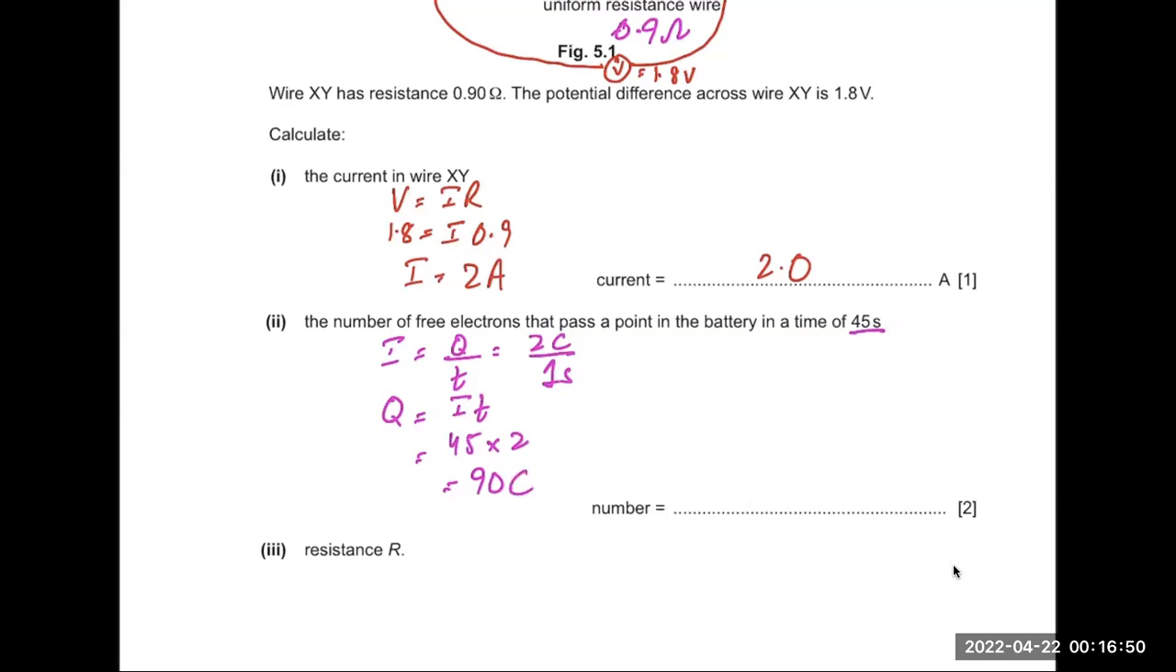But that's not the answer. They don't want you to tell the total charge. They're asking you for the total number of electrons. For that, you need to know the charge on an electron. An electron has a charge of 1.6 times 10 to the power minus 19 coulombs. If 90 coulombs passes, how many electrons contribute to that charge? Or how many electrons make up 90 coulombs? So simply 90 over 1.6 times 10 to the power minus 19, which is equal to 5.6 times 10 raised to the power 20.